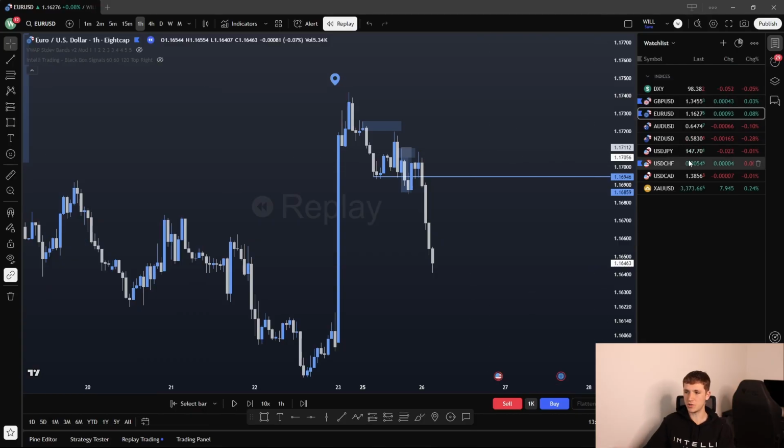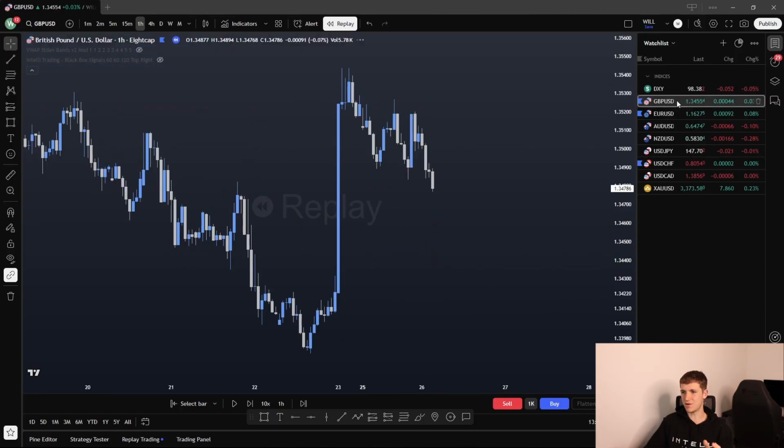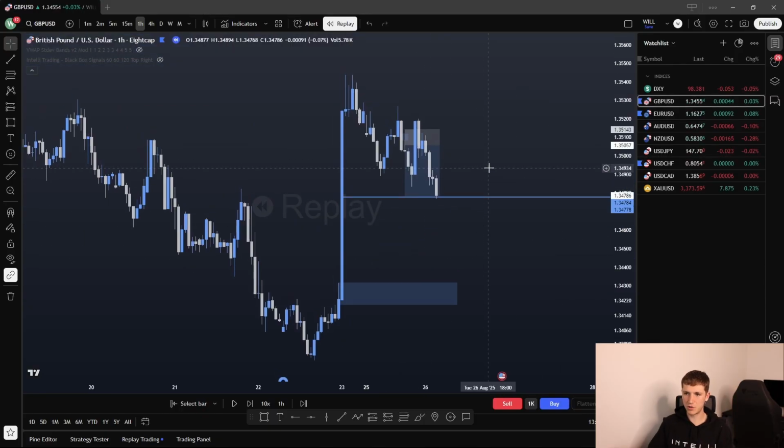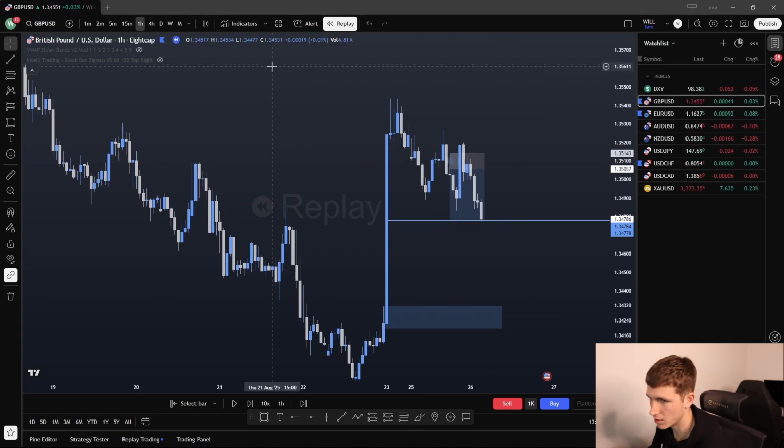I caught a buy on USDCHF. As you can see here, I targeted there, and obviously I had this GBPUSD trade on, but it didn't really work out, which is a bit annoying, but that's perfectly fine. So we're going to jump into it now before I keep rambling on forever.